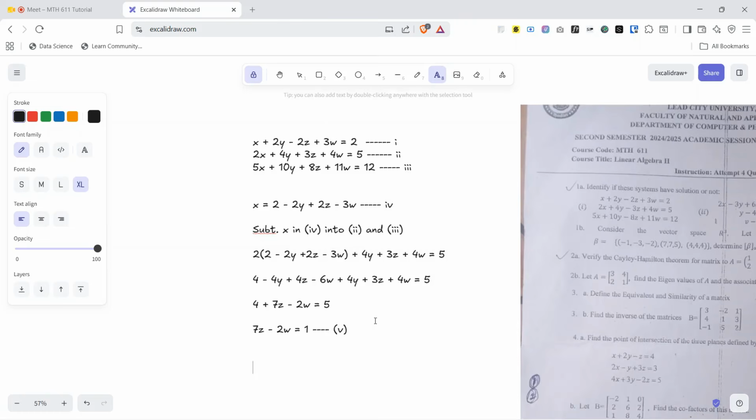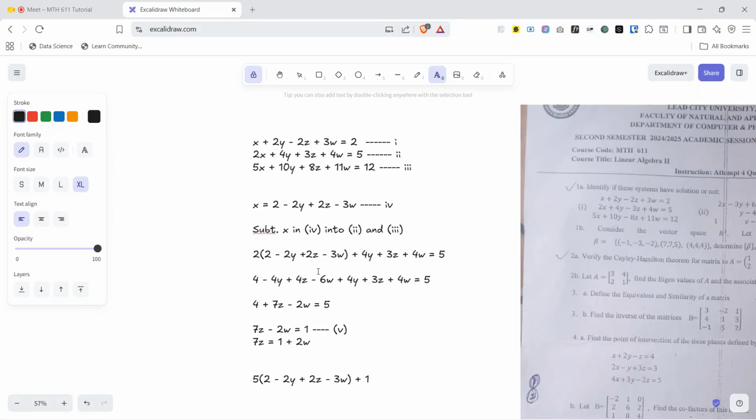Then we would now do the same thing. To further buttress this, it would be something like 7z equals to 1 plus 2w. So we are now going to substitute. We've done it for equation 2, so we are also going to do it for equation 3 too. Same thing. So this will be 5 into, when you are subbing x into it, it will be 2 minus 2y plus 2z minus 3w.